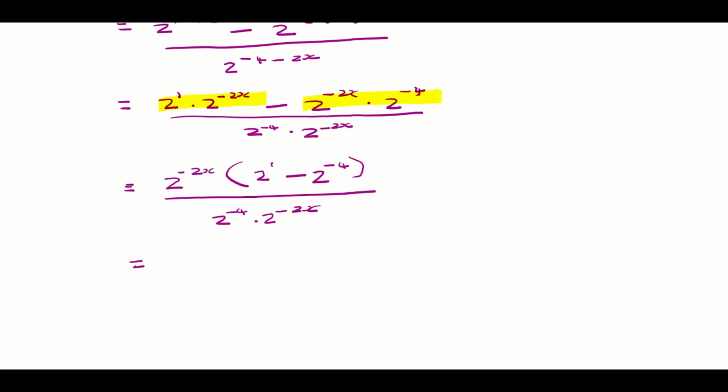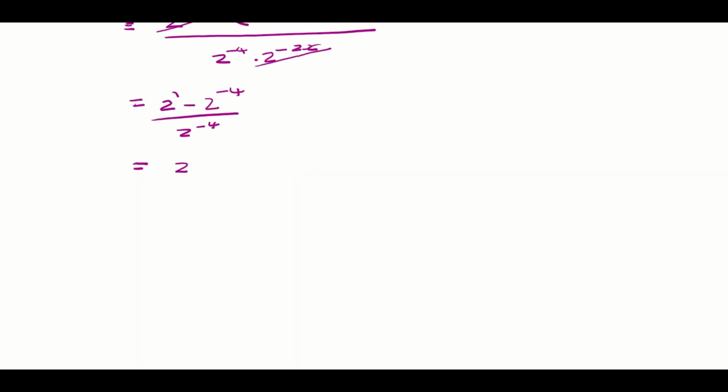Right, looking at this, I have all factors, which means I'm allowed to cancel. So I can see there's 2 to the negative 2x in the numerator and in the denominator. I can cancel those two. What's left is 2 minus 2 to the negative 4. So I've got 2 to the power 1 minus 2 to the negative 4 all over 2 to the negative 4. Now please don't be tempted to cancel 2 to the negative 4 with the numerator and denominator because we have terms in the numerator. We cannot cancel terms.